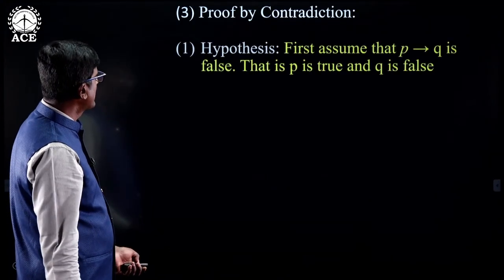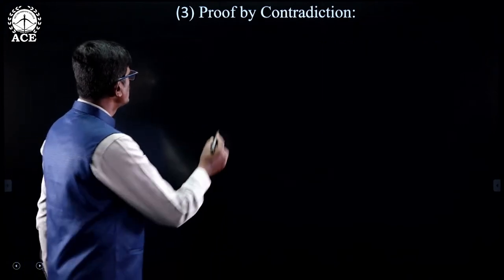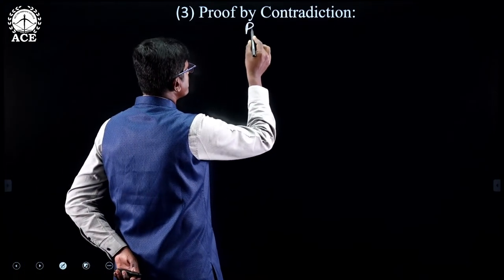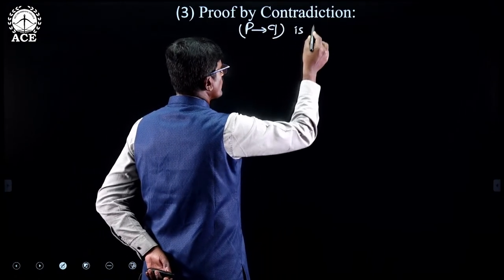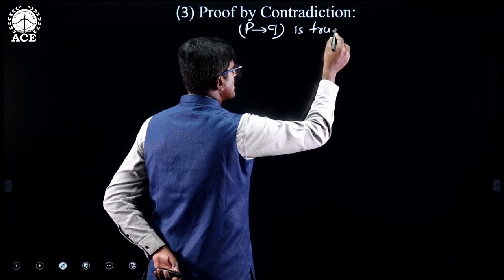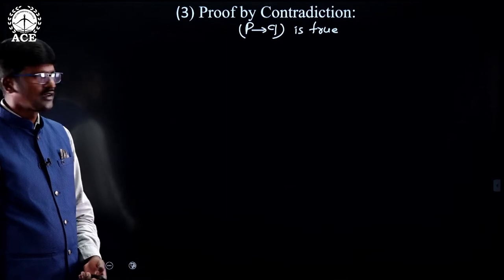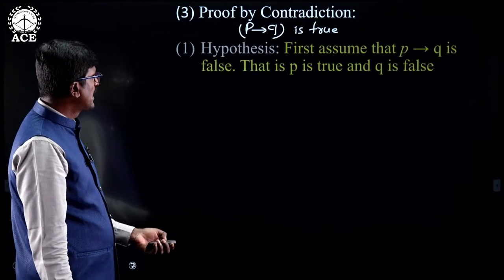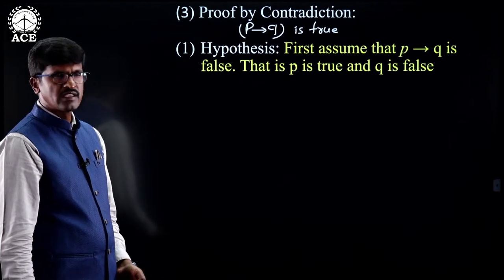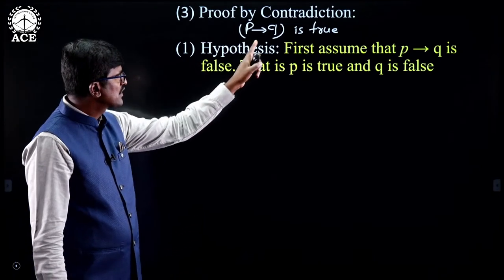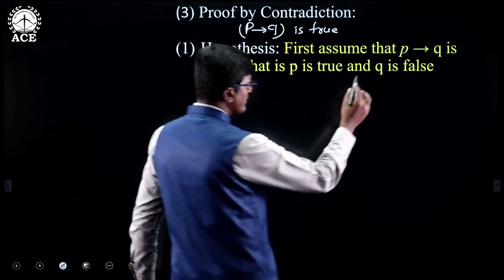Now we'll see the proof by contradiction. In the proof by contradiction, actually what we have to do is prove that P conditional Q is true. That is the conditional which we have to prove true. But what we do is assume that P conditional Q is false. Instead of proving P conditional Q is true, first we assume that P conditional Q is false.